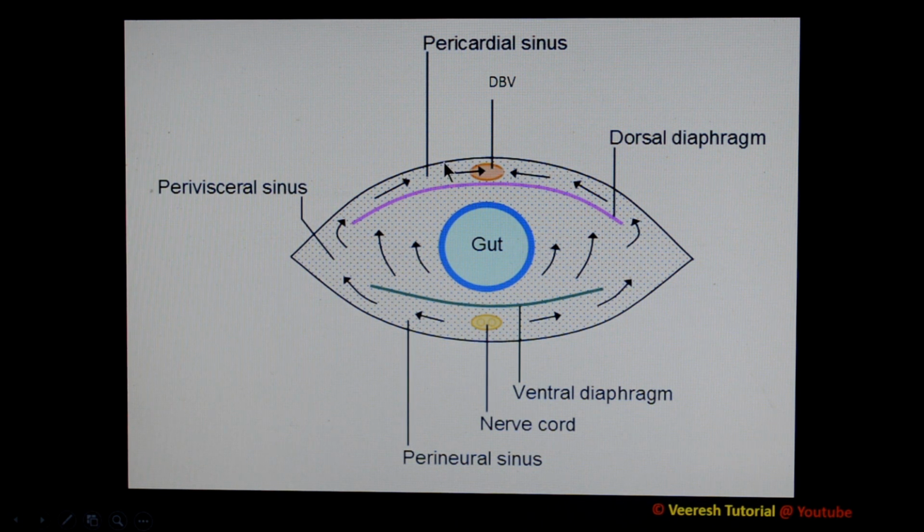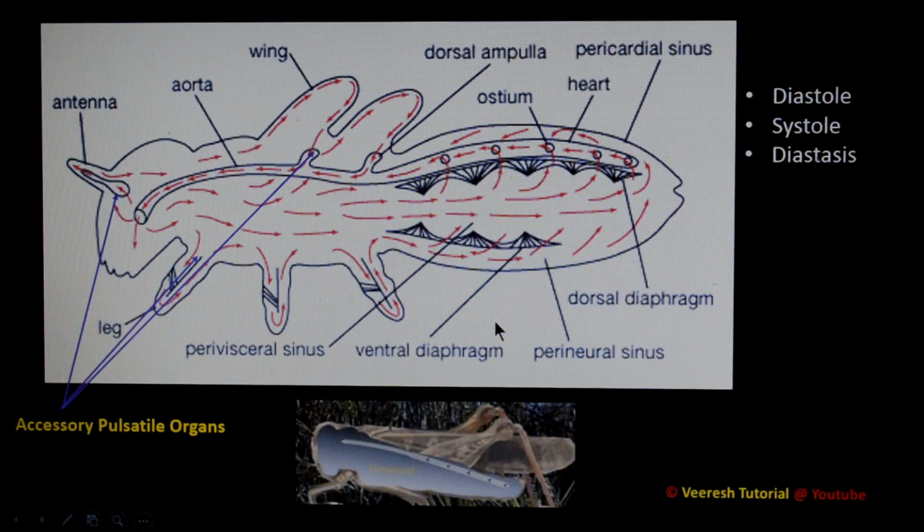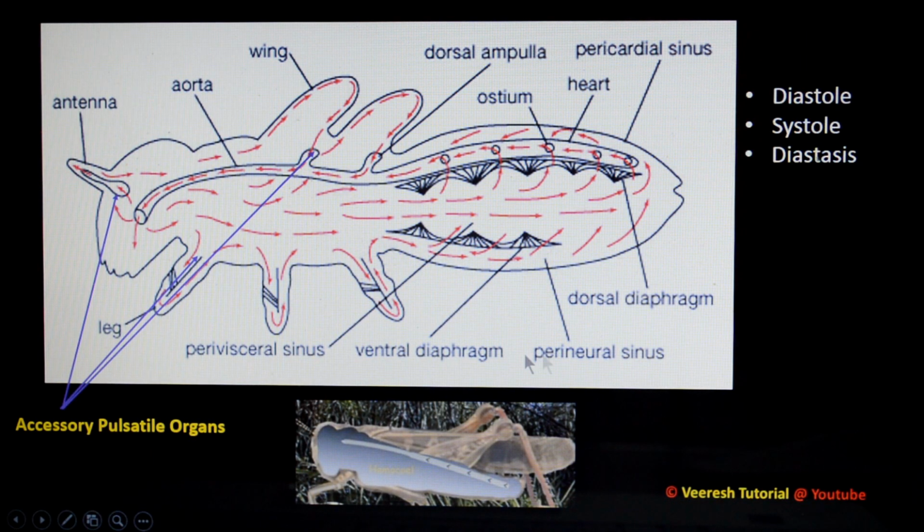The pericardial sinus contains the dorsal blood vessel, whereas the perivisceral sinus contains the alimentary canal, and the perineural sinus contains the nervous system. If you look at the circulatory system, the principal circulatory organ in insects is the dorsal blood vessel, which is located along the dorsal side of the insect, and it contains the anterior aorta and posterior heart chambers. The posterior part of the dorsal blood vessel is closed, and it contains the heart chambers.